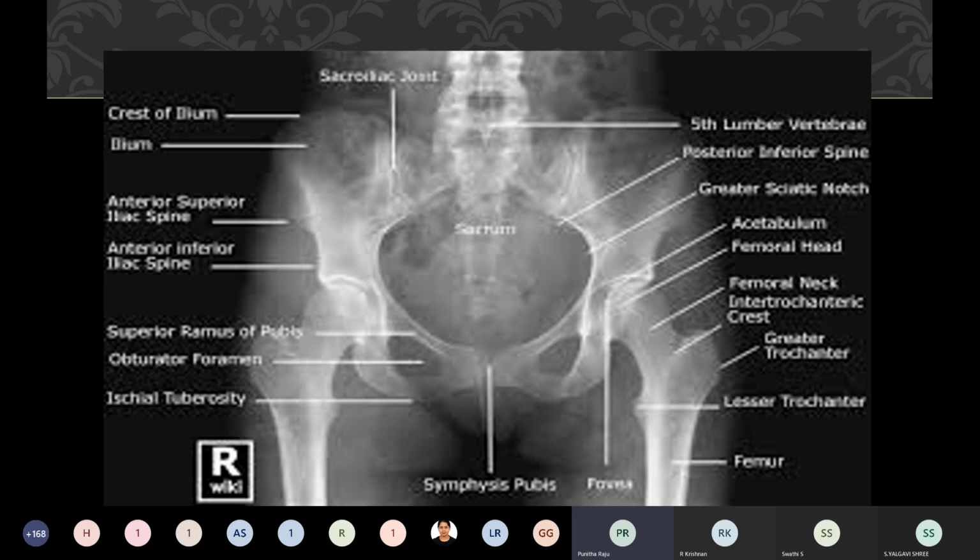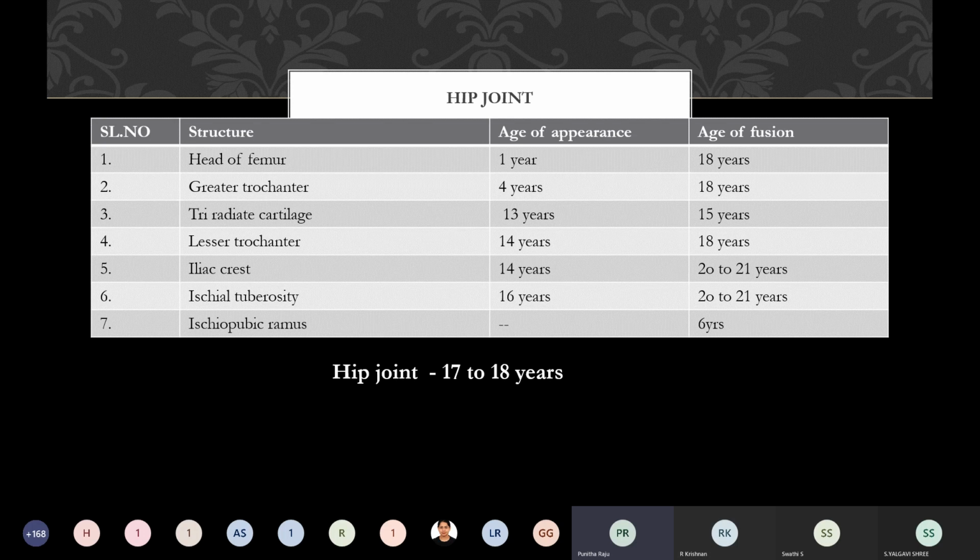Next we will go for the age of appearance.